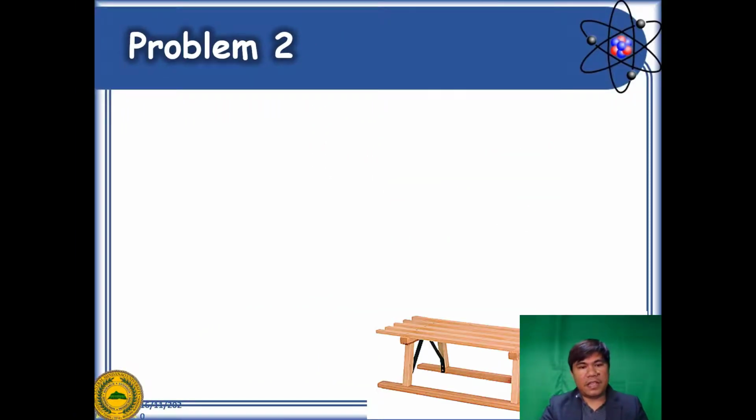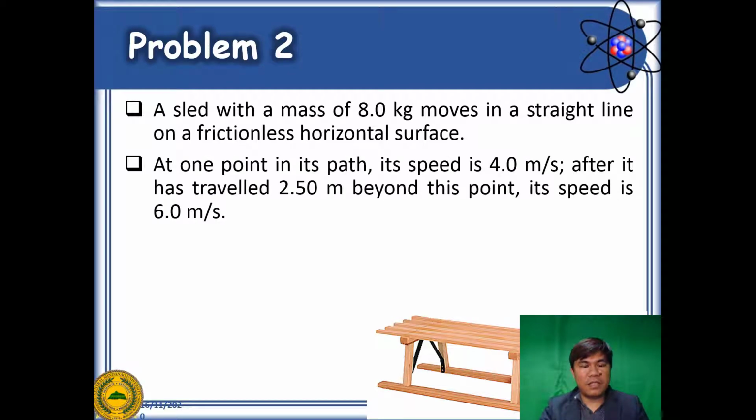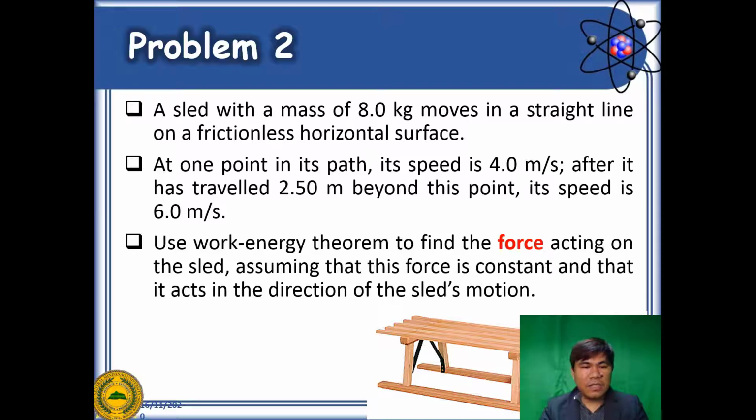So let us have the second example. We have a sled with a mass of 8 kilograms that moves in a straight line on a frictionless horizontal surface. At one point in its path, its speed is 4 meters per second. After it has traveled 2.5 meters beyond this point, its speed is 6 meters per second. The question is, use the work energy theorem to find the force acting on the sled, assuming that this force is constant and that it acts in the direction of the sled's motion.